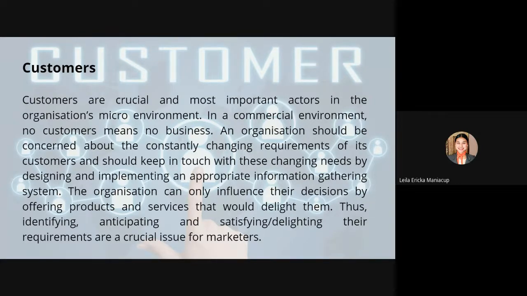So, sa marketing daw po, customers daw po ang pinakamahalagang actors kasi sila po yung tumatangkilik ng product na ino-offer ng business nyo. So, mahalaga po na masatisfy nyo yung needs nila para ma-delight po sila dun sa binigay nyong products or service. Yan lang po. Thank you.